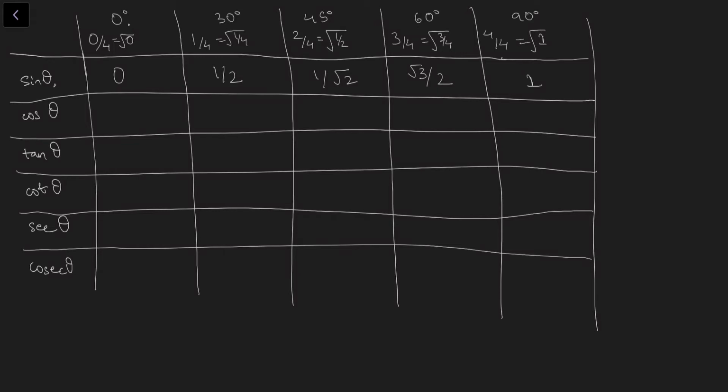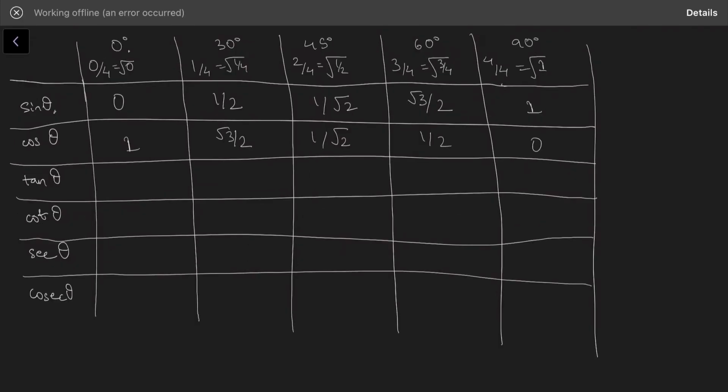Now, once we have the values of all the sine ratios, we can easily get all of the different trigonometric ratios. So for cos theta, it's simply the opposite of your sine values. So we have 1 over here. We're going to bring it over here. So cos of 0 is 1. And then we have sine 60 is root 3 by 2. So cos 30 will be root 3 by 2. And cos 45 will be 1 by root 2. And cos 60 will be 1 by 2. And cos 90 will be 0.